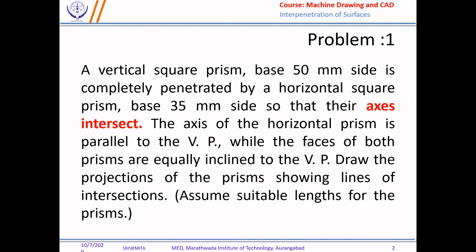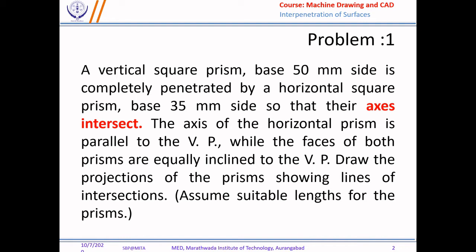A vertical square prism with a base of 50 mm side is completely penetrated by a horizontal square prism with a base of 35 mm side, so that their axes intersect. The axis of the horizontal prism is parallel to the vertical plane, while the faces of both the prisms are equally inclined to the vertical plane. Draw the projections of the prisms showing the lines of intersection. Assume suitable lengths for the prisms.